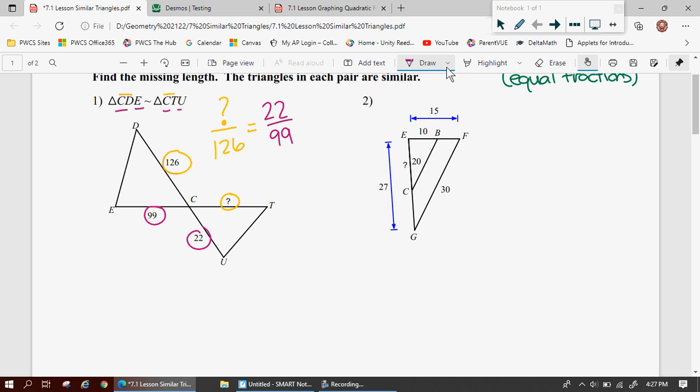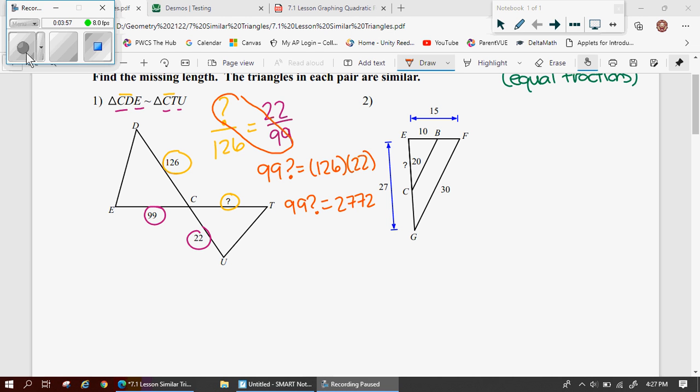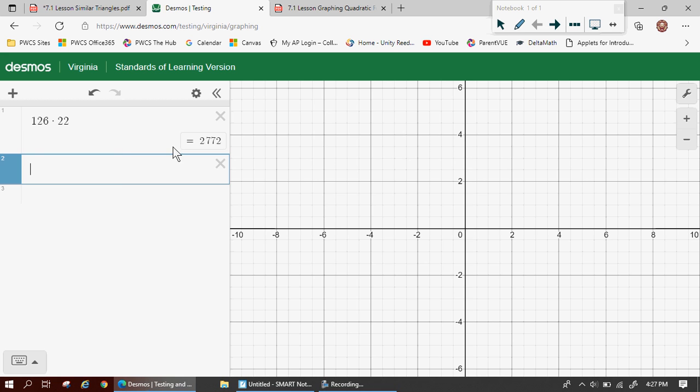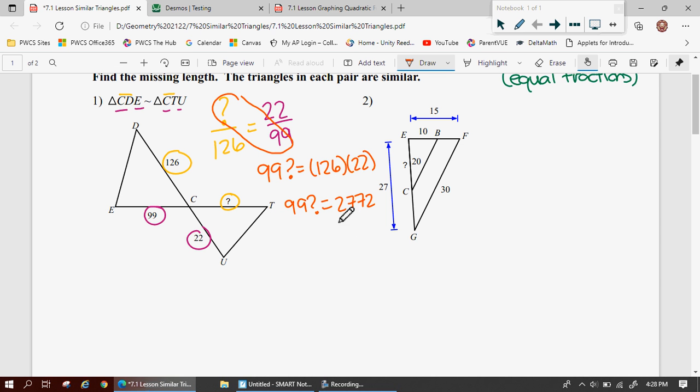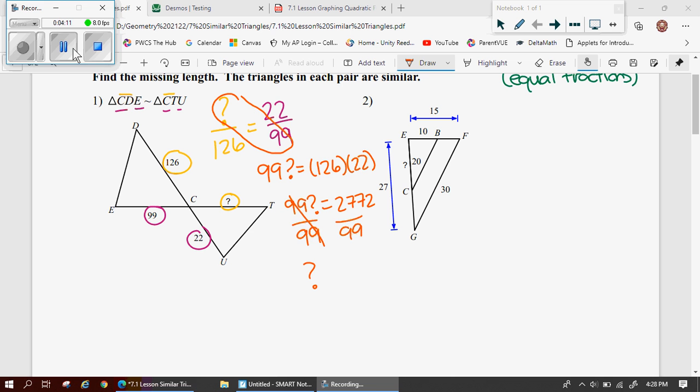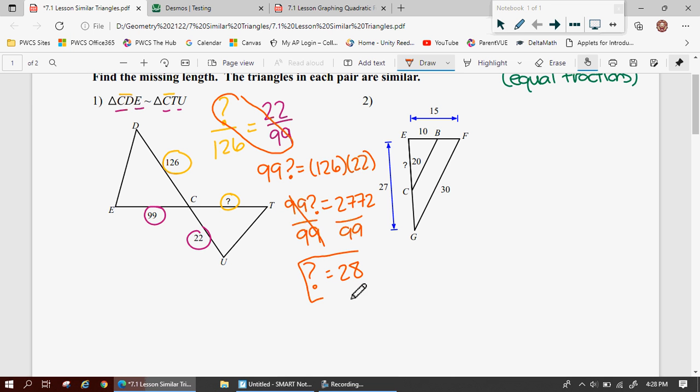This is a proportion. We've solved proportions before, but as a reminder, you solve proportions by cross multiplying. I multiply the top of one side by the bottom of the other. So I'm going to do 99 times question mark and 126 times 22. And I'm going to multiply that. So I used my Desmos calculator. I got 2,772 for this multiplication. And then I'm going to divide both sides by 99. Those will cancel. I can do this division. And I got that my missing side is 28. So this side is 28.